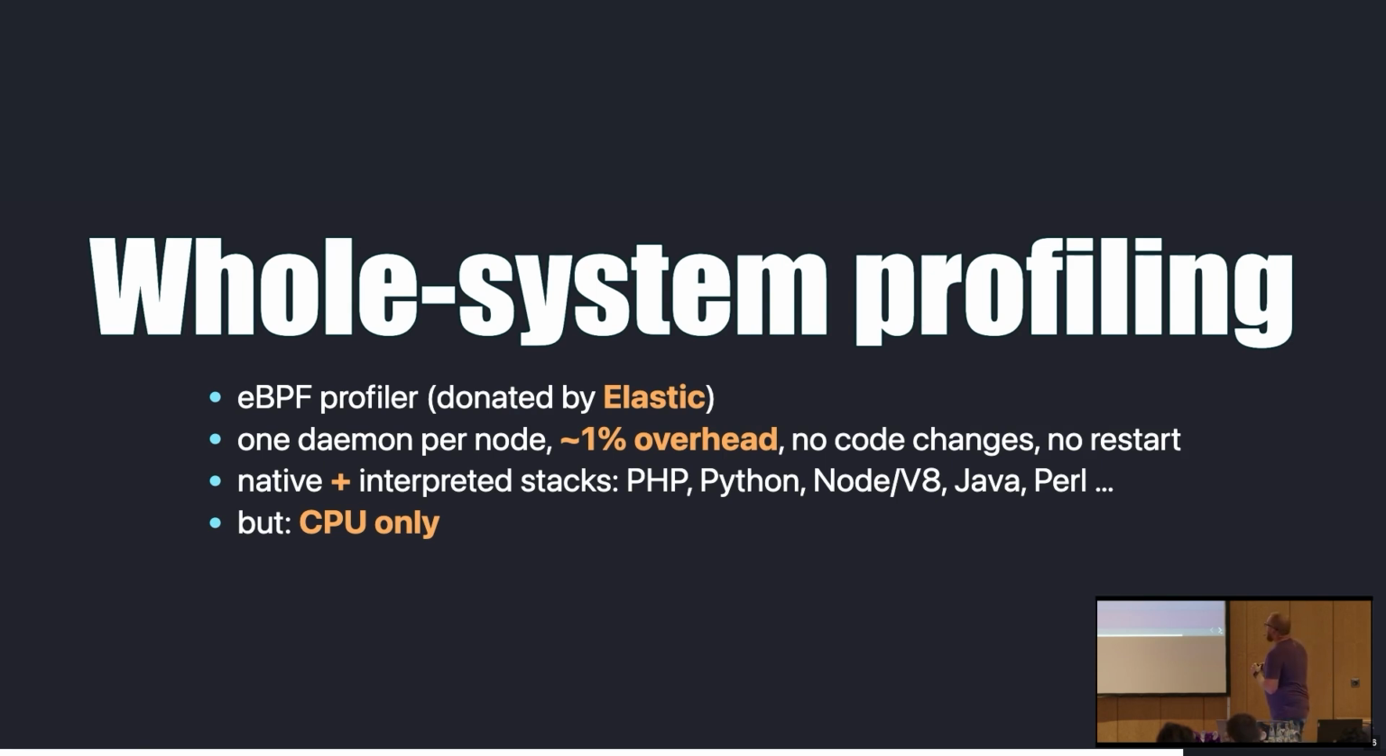And what that also means is that you get native and interpreted stacks side by side, which is a good thing. And the overhead is just roughly 1% of what you're paying in CPU to get all of these kinds of insights. The downside is that with eBPF, you're basically only able to capture CPU time. So you would still need a runtime profiler if you're interested in wall time or allocations or exceptions or other stuff. But at least for CPU time, you get all of that.